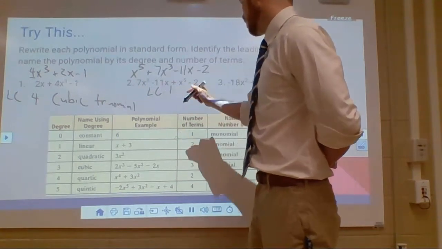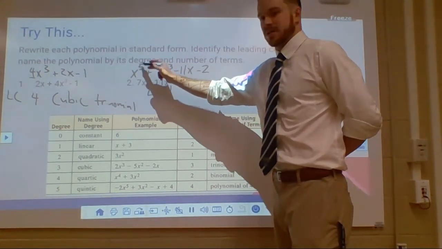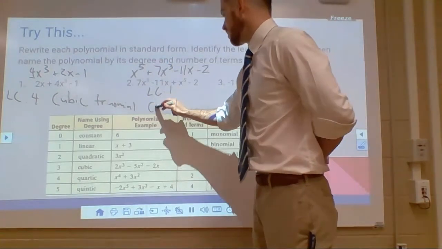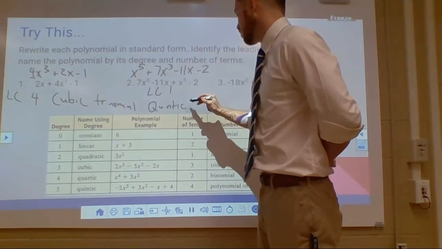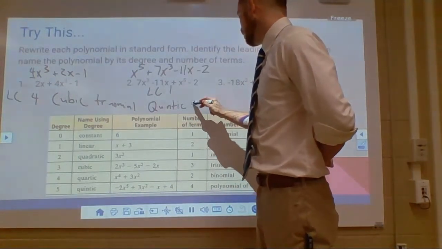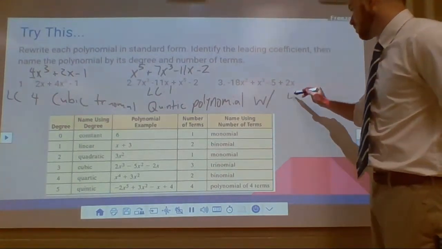And then this one is a quintic, because the highest degree is 5. Quintic, and how many terms does it have? Oh, that's right, it has 4 terms, so we'll say it's a quintic polynomial. Quintic polynomial with 4 terms.